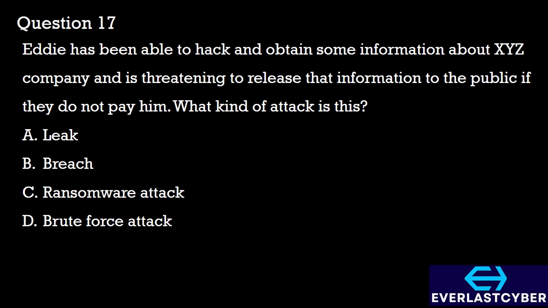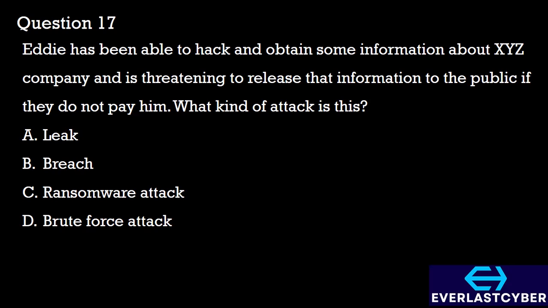Now let's take a look at the options. A leak is an accidental or intentional exposure of information. It does not specifically involve a threat to release that information. So we're not going to be going with that. A breach is an unauthorized access to data or systems. But the key aspect in our scenario is that Eddie is threatening to release that information. So this is not a breach.